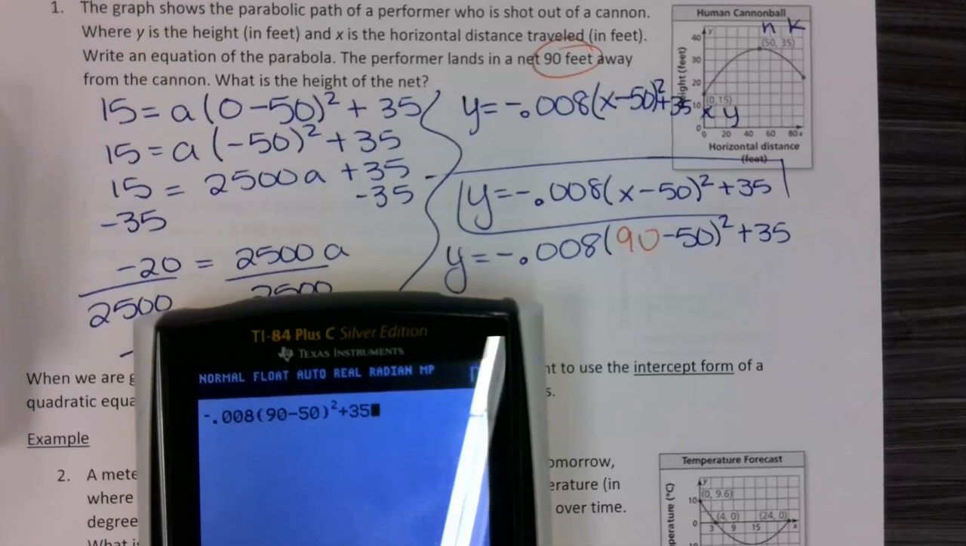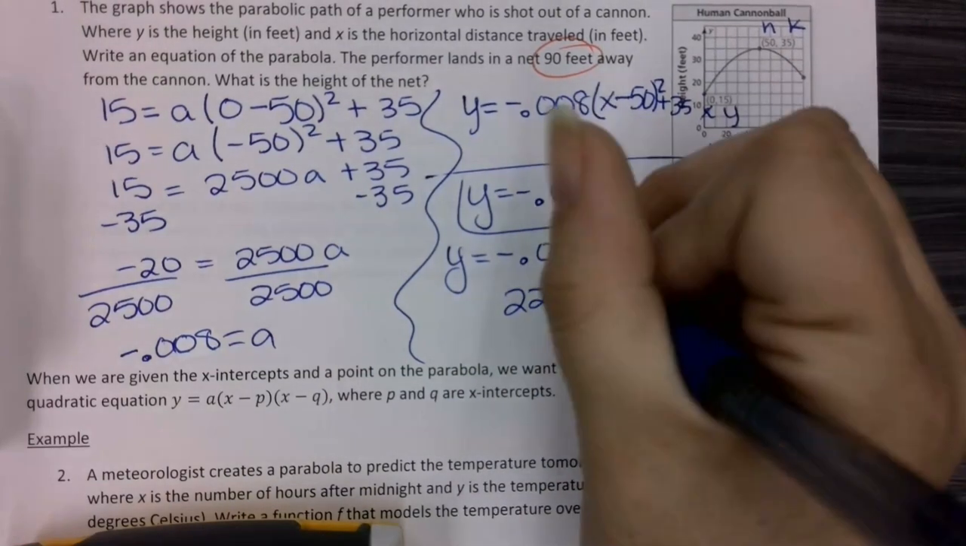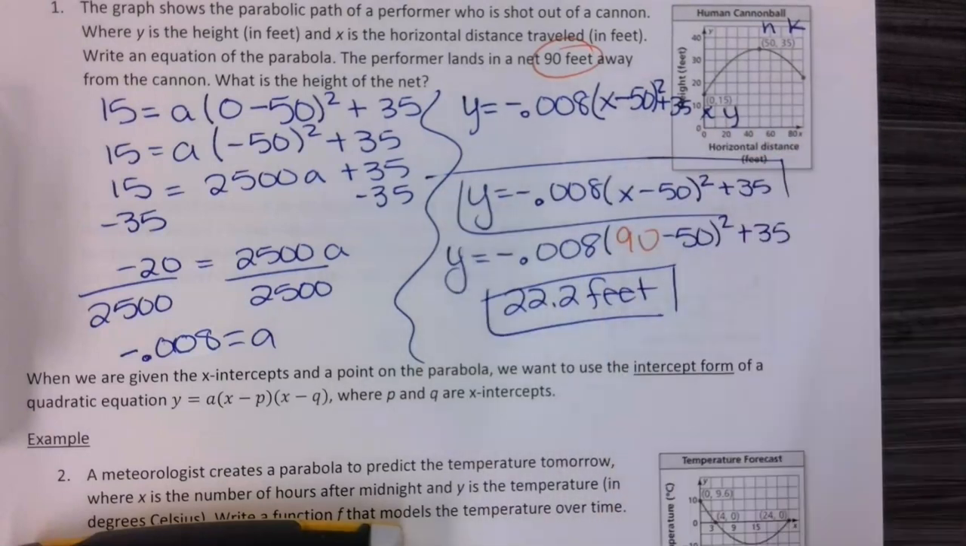Okay, so when I type this in, what do I get? 22.2. This was a real world problem, so I want to say B. Questions on number 1? So we got 90 feet by term, so x is 90. Okay, so can I move on to the next one?